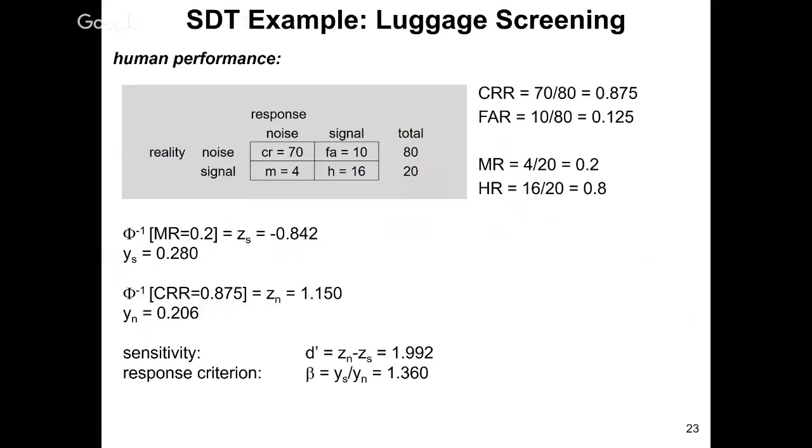So we have negative 0.842. For Y, we have 0.280. For Zn, we have 1.150. And for Yn, 0.206. Gonna have to get some new markers.